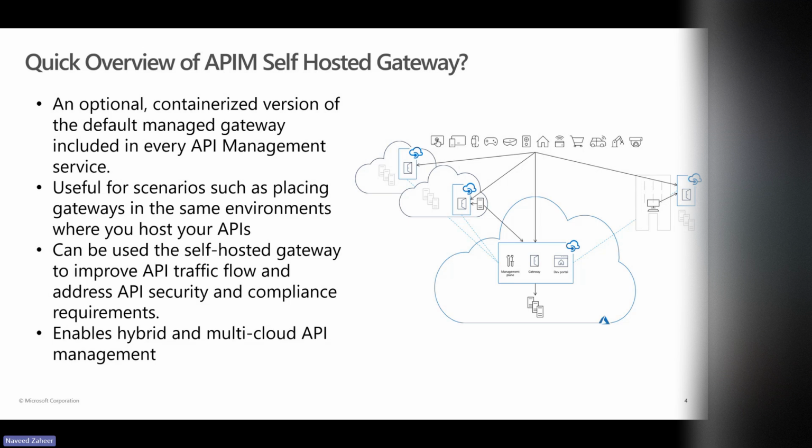What the self-hosted gateway allows you to do is host this gateway piece as a container. Since it's a container, you can host it in anything that can host containers, like Azure Container Apps, or of course AKS, or in third-party clouds. Anything that can run a container, you can run it, and that's how you extend the API management capabilities into those clouds. Today, we are going to be talking specifically about AKS.